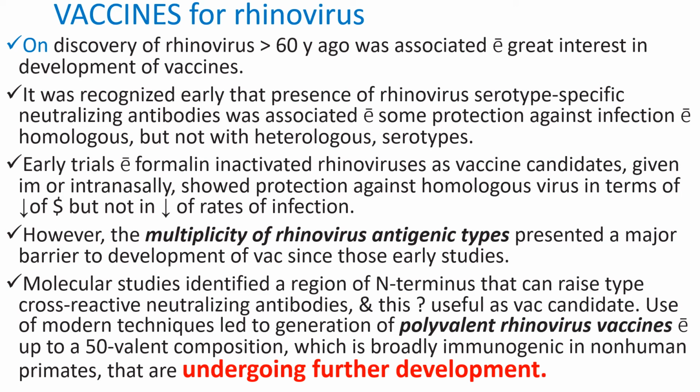Early trials with formalin inactivated rhinoviruses as vaccine candidates given intramuscularly or intranasally showed protection against homologous virus in terms of decreased symptoms but not decrease in rates of infection. However, the multiplicity of rhinovirus antigenic types presented a major barrier to development of vaccines since those early studies.